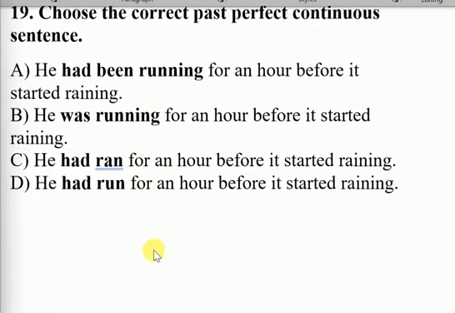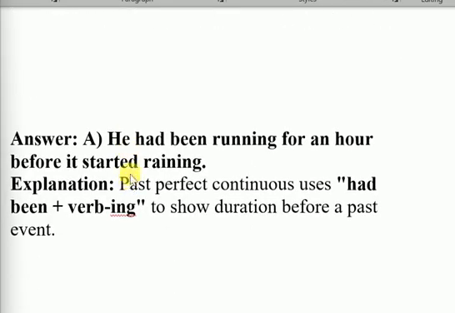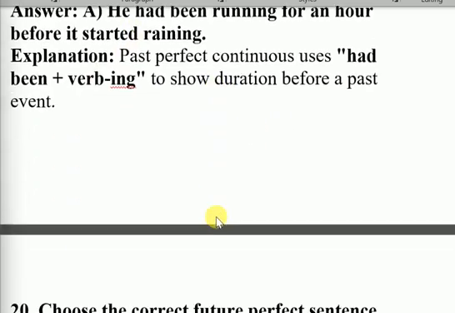19. Choose the correct past perfect continuous sentence. A. He had been running for an hour before it started raining. B. He was running for an hour before it started raining. C. He had ran for an hour before it started raining. D. He had run for an hour before it started raining. Answer: A. He had been running for an hour before it started raining. Explanation: Past perfect continuous uses had been plus verb-ing to show duration before a past event.